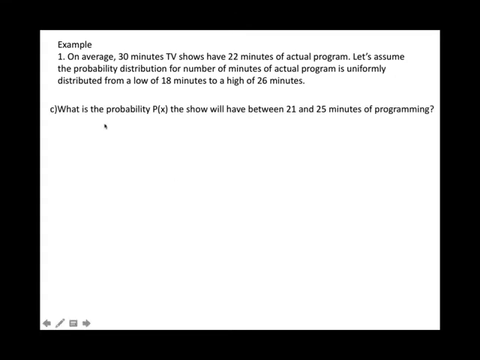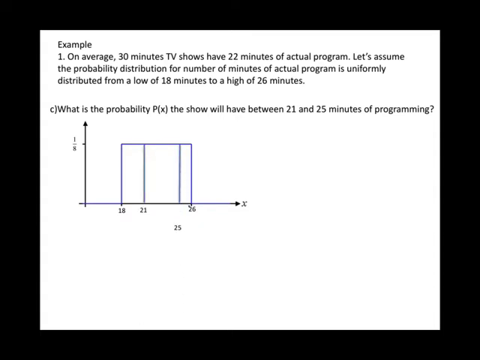C. What is the probability the show will have between 21 and 25 minutes of programming? We will have the same picture. So think about it. How could you find the area in between 21 and 25? You should have the picture like this, and then we want to find the area in between here.